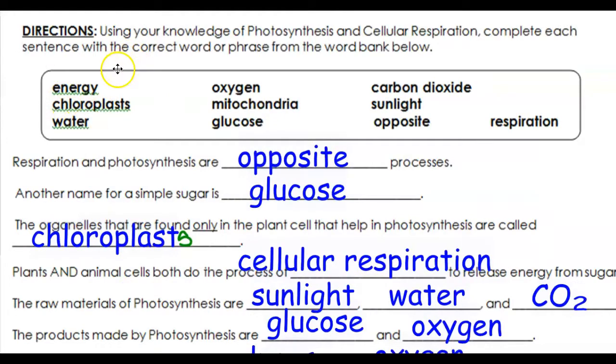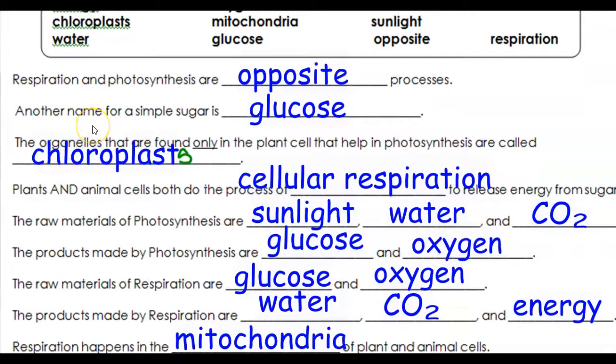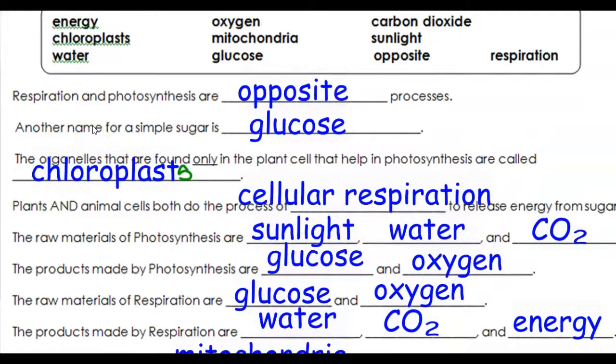Okay, the next part is all about how cells make food and get energy out of that food. So these two processes called respiration and photosynthesis are opposites. What one makes, the other one needs. What one needs, the other one makes. Simple sugars are called glucose. Organelles found only in plants that provide photosynthesis are the chloroplasts. Both plants and animals do cellular respiration to release energy from that sugar.